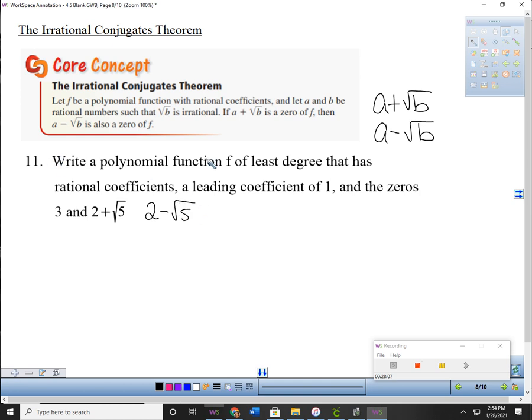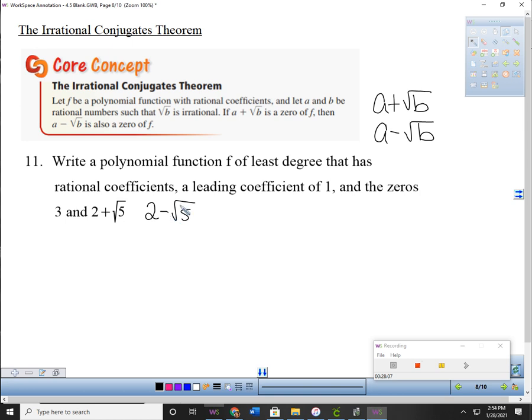So they want me to write a polynomial function f of least degree, meaning the smallest degree I can get, that has rational coefficients, meaning I don't want any roots in my answer here, a leading coefficient of 1, so a 1 in the front, and has these zeros, okay? Sometimes they'll give you both of these, so you don't need to write them twice, okay? But if they only give you one, then you need to include the other.